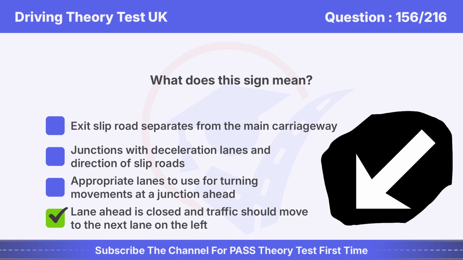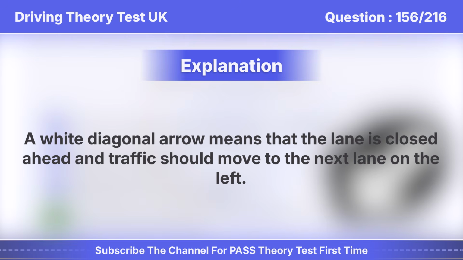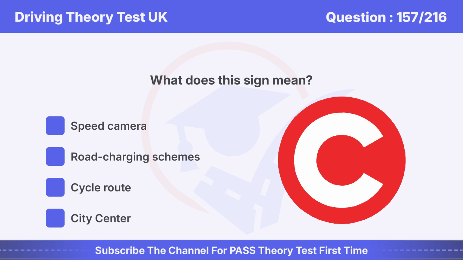Answer is D. Lane ahead is closed and traffic should move to the next lane on the left. A white diagonal arrow means that the lane is closed ahead and traffic should move to the next lane on the left. Question 157. What does this sign mean?